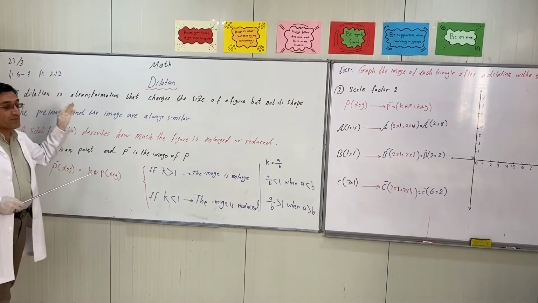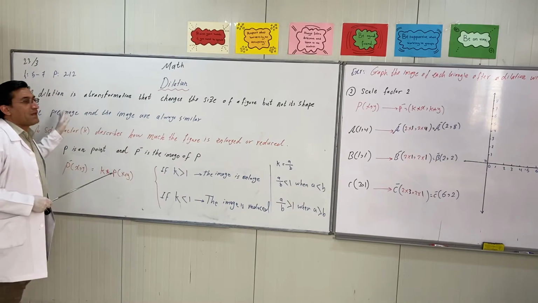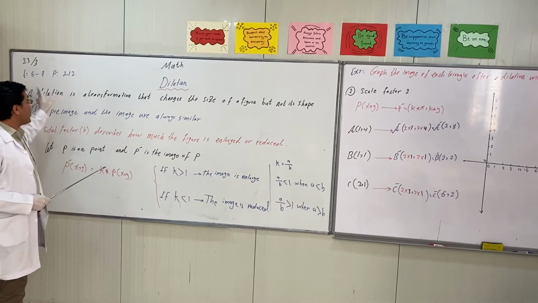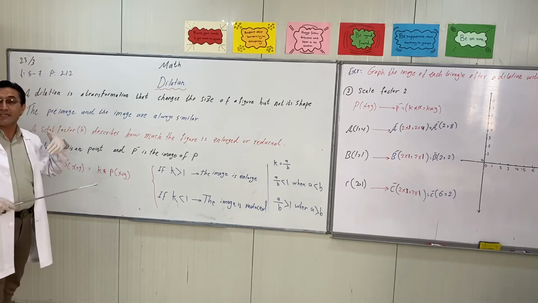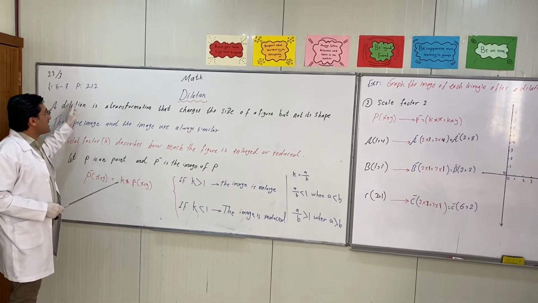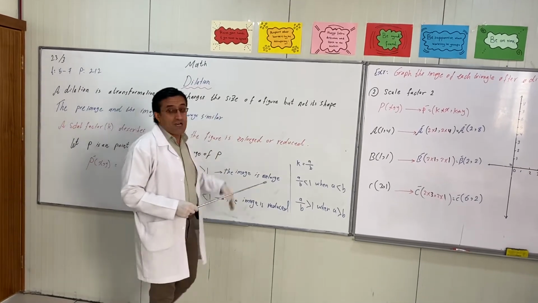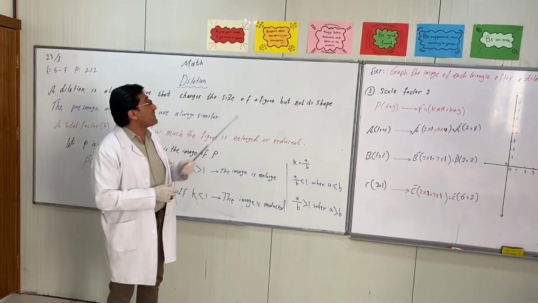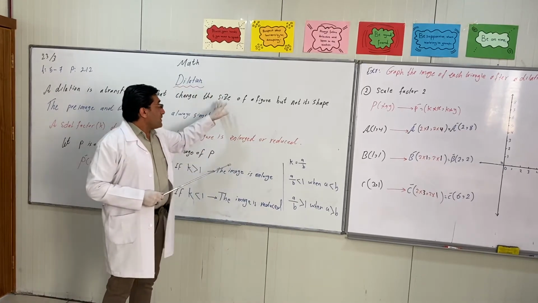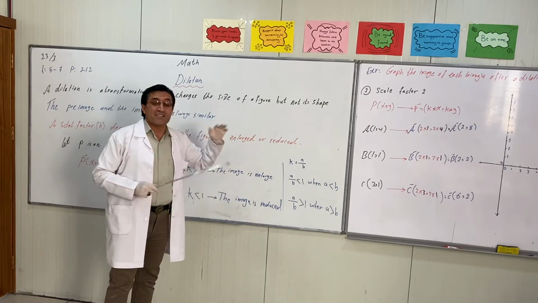Dilation is a transformation that changes the size of a figure, but not its shape. Some students say a dilation is not a dilation, but that is wrong. For example, this figure or this figure. How can you change the size of this figure? It changes the size of a figure, but not its shape.